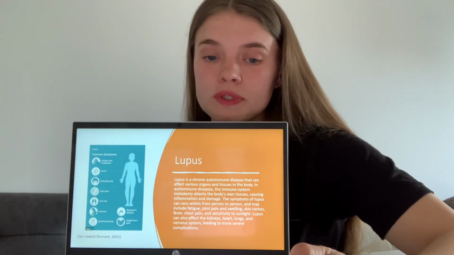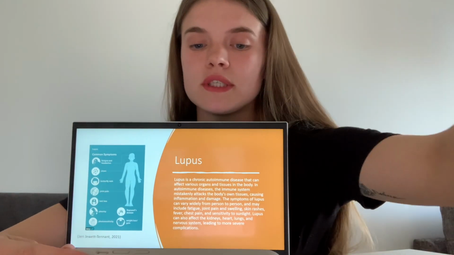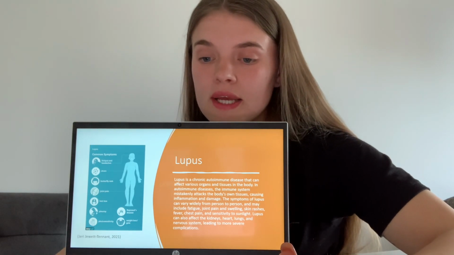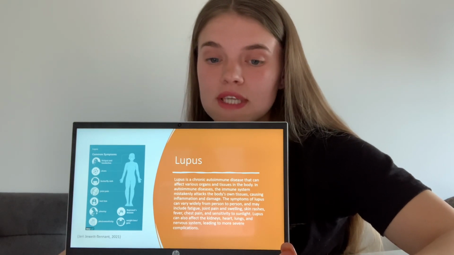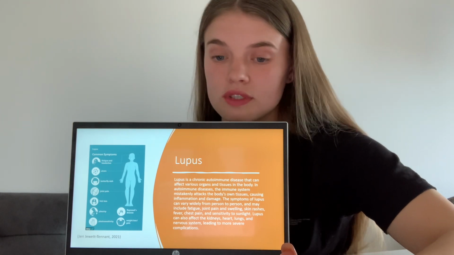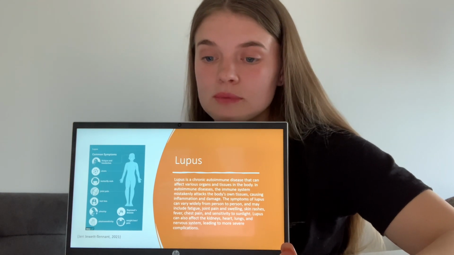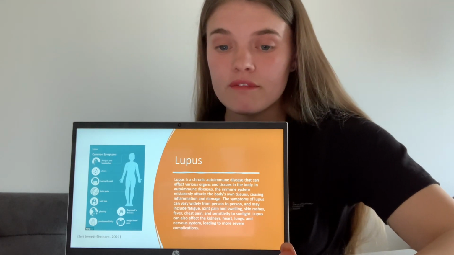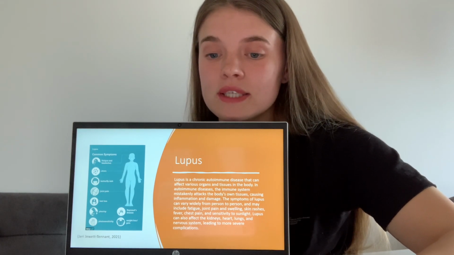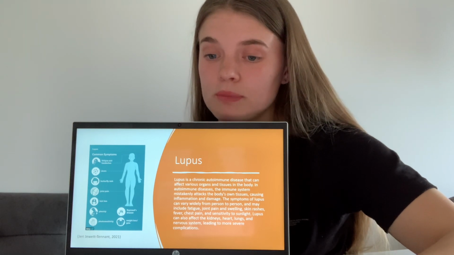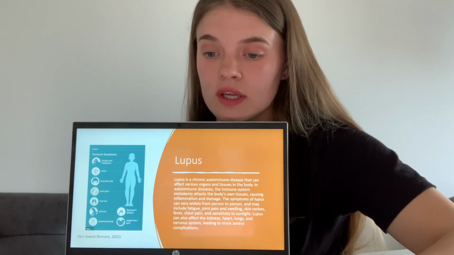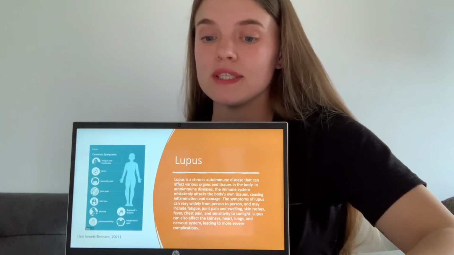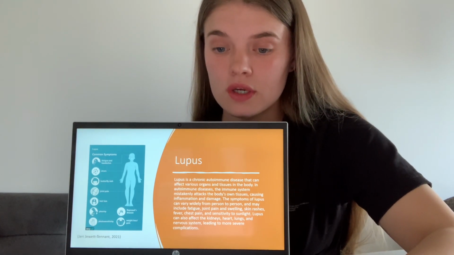Lupus. Lupus is a chronic autoimmune disease that can affect various organs and tissues in the body. In autoimmune diseases, the immune system mistakenly attacks the body's own tissues, causing inflammation and damage. The symptoms of lupus can vary widely from person to person and may include fatigue, joint pain and swelling, skin rashes, fever, chest pain, and sensitivity to sunlight. Lupus can also affect the kidneys, heart, lungs, and nervous system, leading to more severe complications.